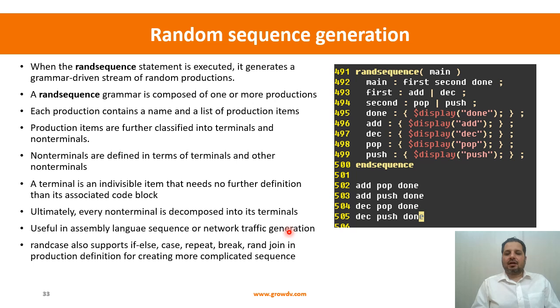network traffic generation. And the way this works is, when rand sequence gets executed, it generates a grammar-driven stream of random productions. Okay, so what is that? We will look at it with an example, but first let's understand what this means. So a rand sequence grammar is composed of one or more productions. Each production contains a name and a list of production items. We will correlate each one of them to the example. First, let's understand what this is.